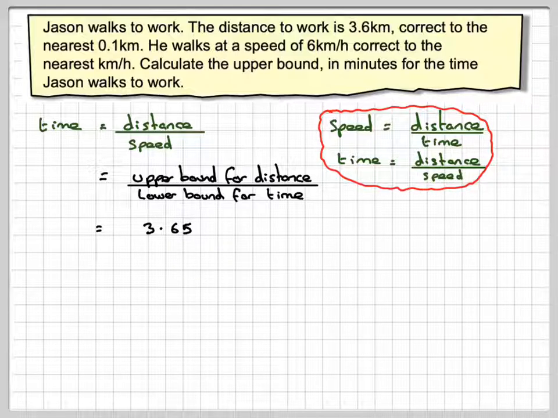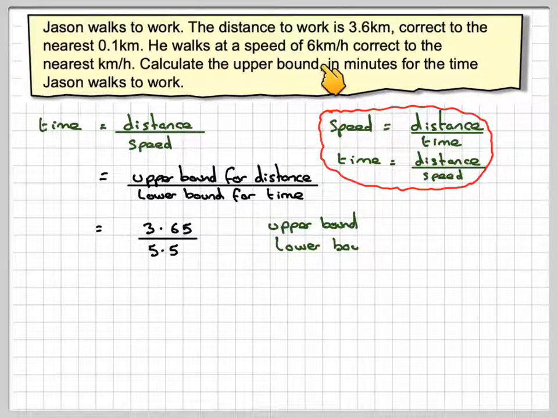So that will be 3.65, because this is between 3.55, that's the lower bound, and the upper bound is 3.65. And the lower bound for speed will be 5.5, because the lower bound is 5.5 and the upper bound here is 6.5.